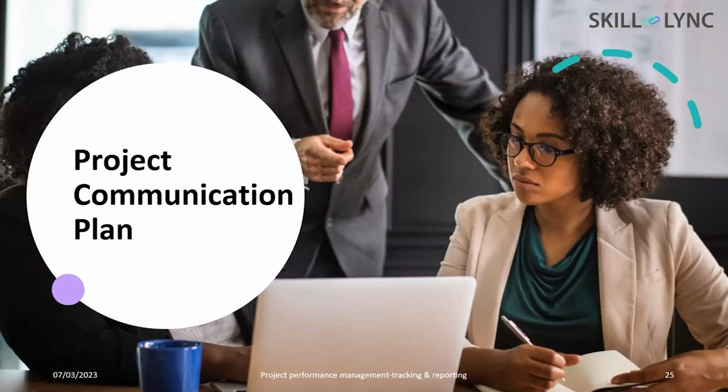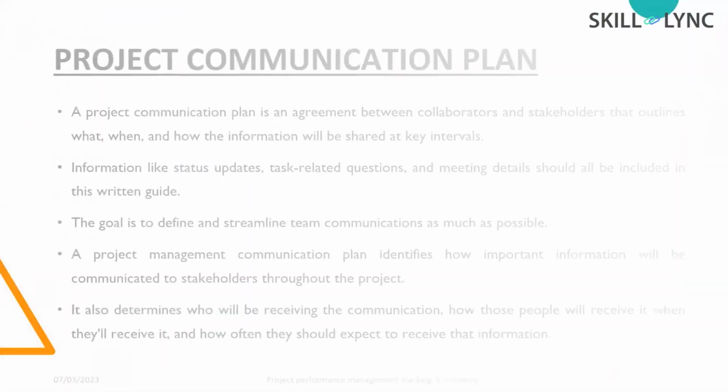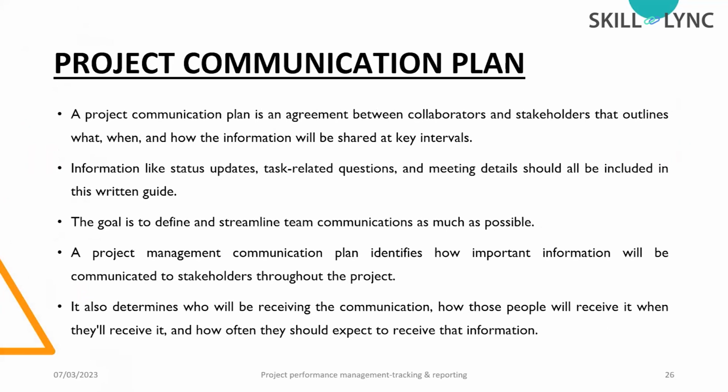Very important. The project communication plan is an agreement between a collaborator and stakeholder that outlines what, when, and how the information will be shared at key intervals. There are a lot of different types of information available. Sometimes it will be related to the financial aspect, something will be related to the technical aspect, something to the schedule. So we cannot share all the information with everybody. Depending upon the stakeholder nature and the data required from the stakeholder side, we will prepare a proper communication plan.